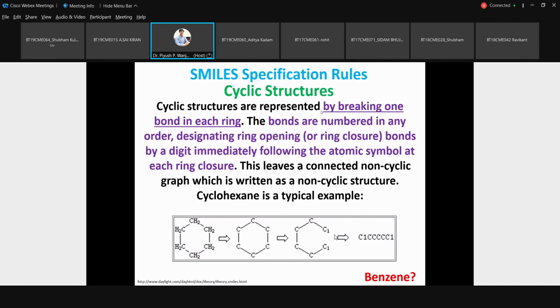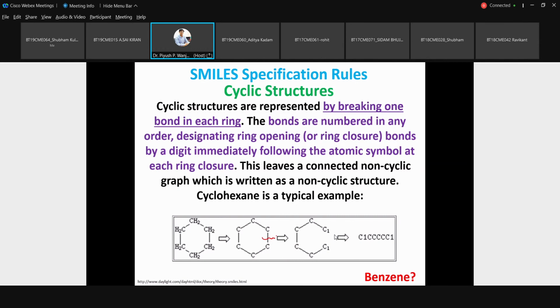So you can consider the cyclic structure. If you want to represent it, the rule you have to follow is to break one bond in each ring. So here in this particular case, you have only one ring. So you are going to break one bond anywhere in this ring. Okay. So they have shown, just remove the hydrogens from this. So the structure becomes capital C, and they have broken here. So here the bond has been broken.